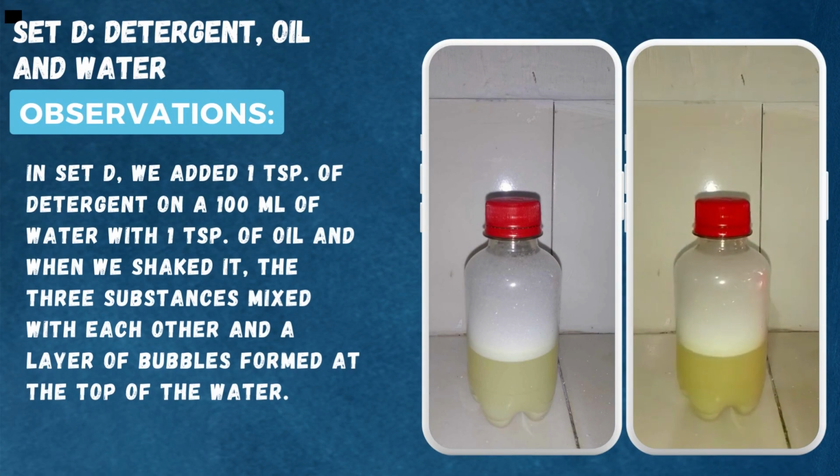In set D, we added 1 teaspoon of detergent on 100 ml of water with 1 teaspoon of oil, and when we shake it, the three substances mix with each other and a layer of bubbles forms at the top of the water.